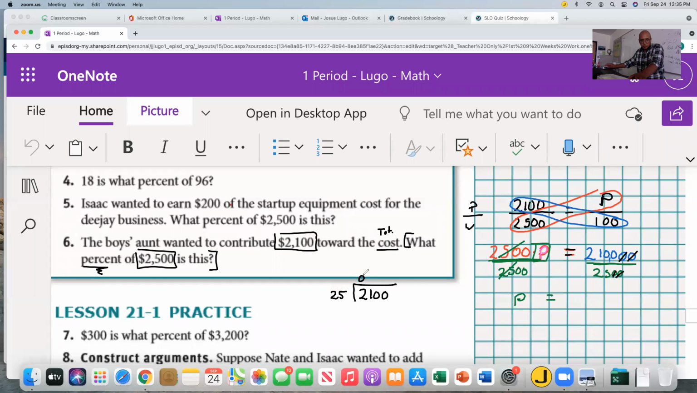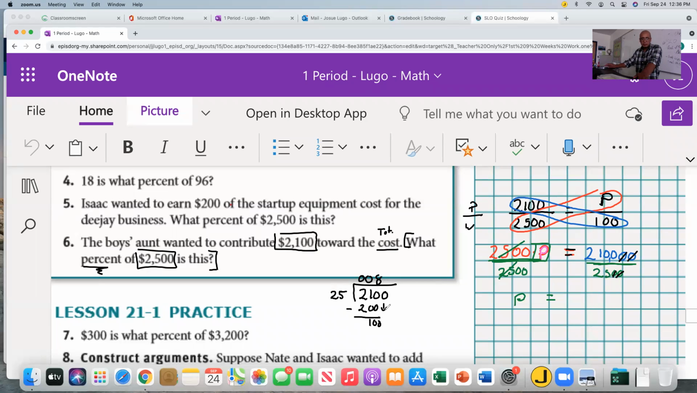25 goes into 0 times. It goes into 21 0 times, but it goes into 2,100 8 times, because 25 times 8 is 200. Notice how neat I'm trying to be. You can at least tell what numbers are on top of each other so that I don't get confused. Here, that's going to give me 10. Bring down the 0. Oh, sorry, that should be subtraction. I don't know why I put a plus sign. That should have been subtraction.